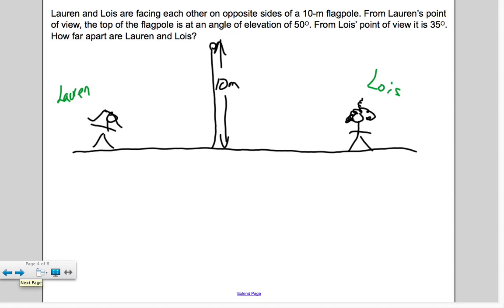So Lauren, what are we talking about with the flagpole here? From her view, the angle of elevation is, from where she is, and usually with these questions you're talking about from the ground. So from where she's standing to the top of the flagpole, this angle of elevation again is the angle going up. So it's this angle here. We just tell you, okay? You just be thankful that we tell you. We'll ask you to measure it. It's 50 degrees.